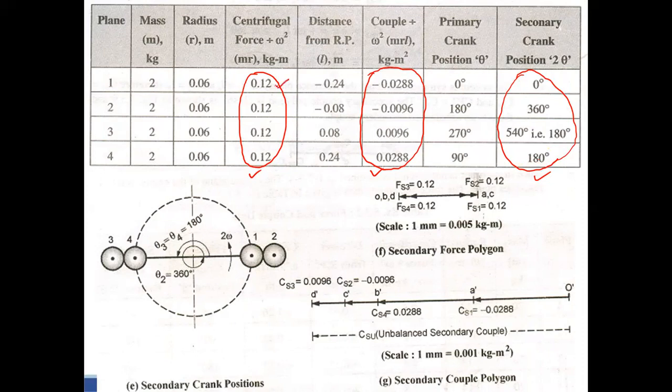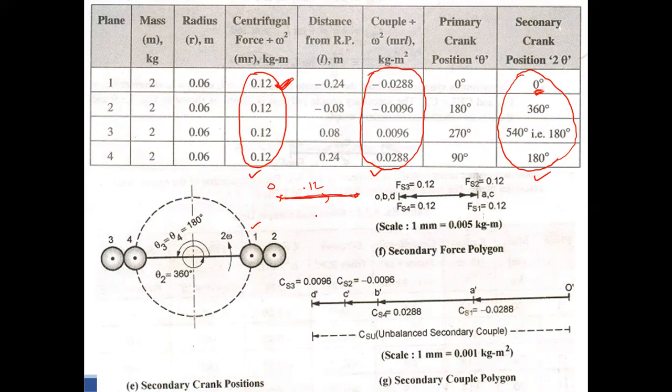Right. Here this is the force for cylinder 1. What is the angle? This is secondary. That is 0. So now you take this as the origin, this is point O. This is 0.12, and the angle is 0. So this will be the value. This is 0.12, this is the direction. What does it represent? This represents the secondary force of cylinder 1.